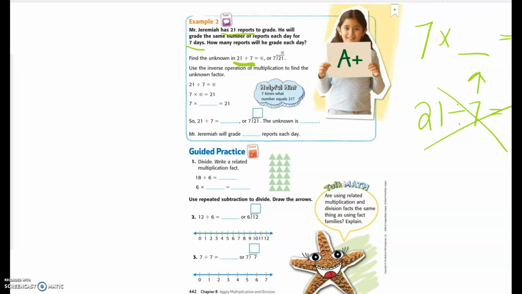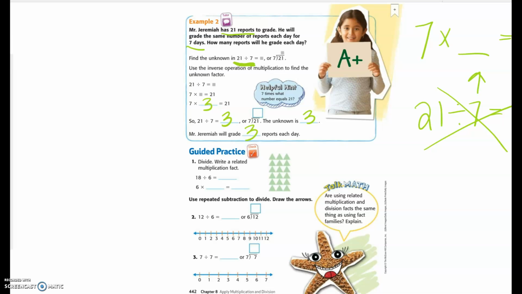I know that 7 times 3 is 21. So that means that 21 divided by 7 must be 3. When we use inverse operations, we can only use the same 3 numbers. The unknown is 3. Mr. Jeremiah will grade 3 reports each day.